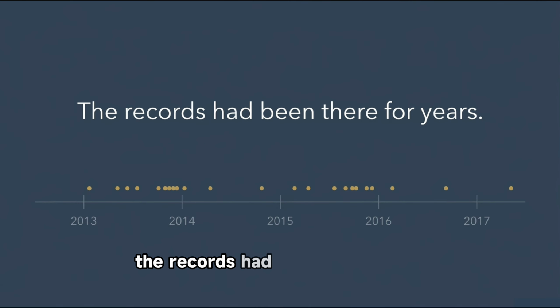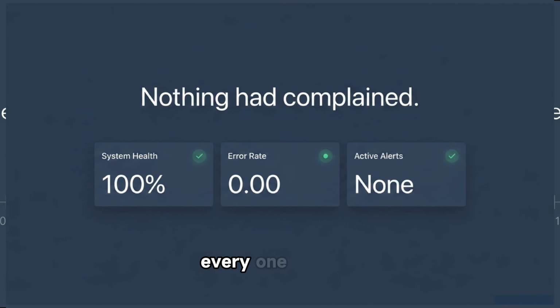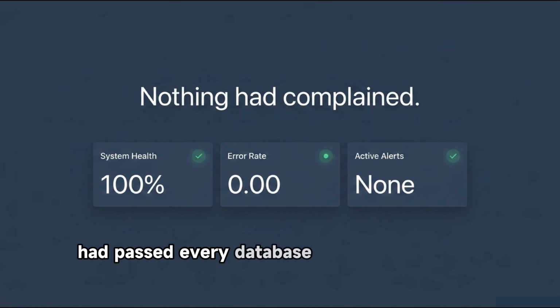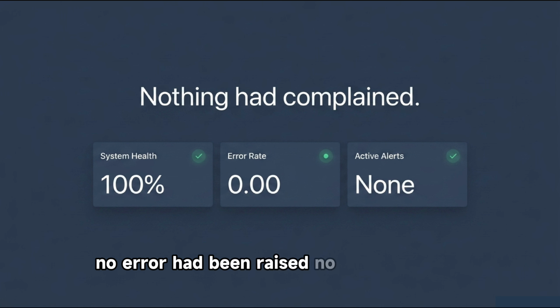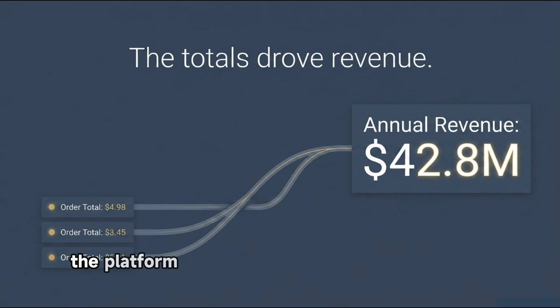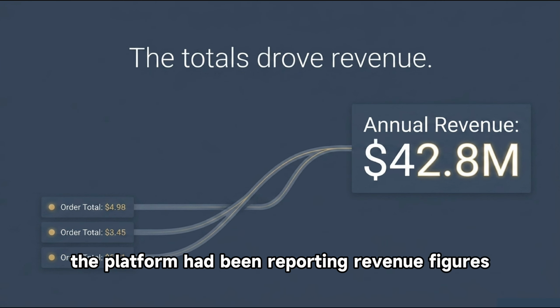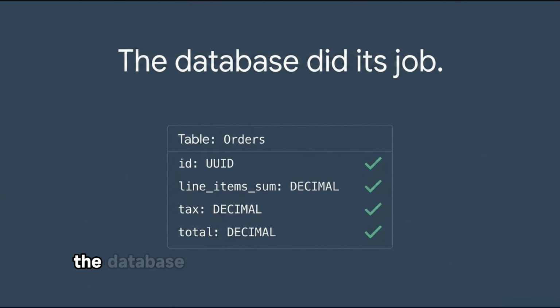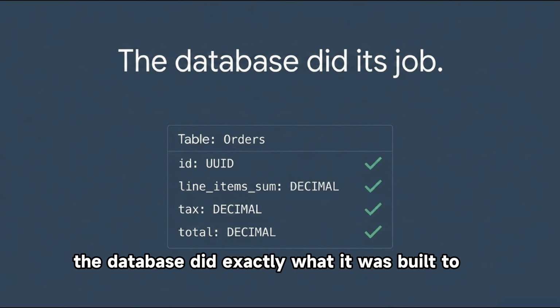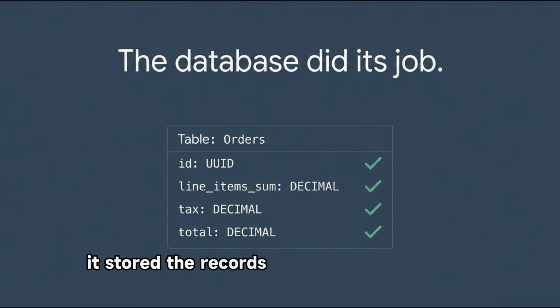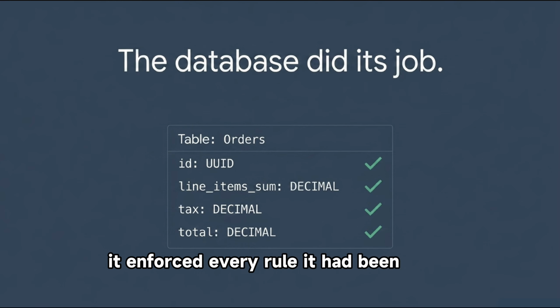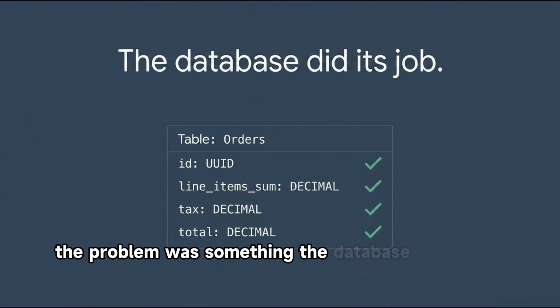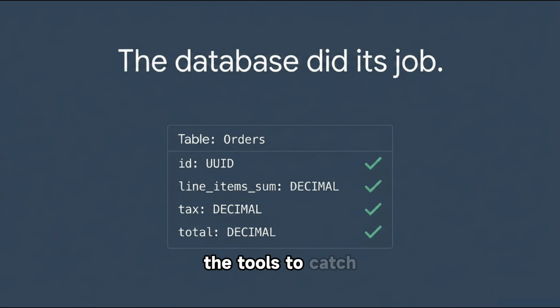The records had existed for years. Every one of them had passed every database constraint without complaint. No error had been raised. No alert had fired. The platform had been reporting revenue figures based on those totals. That is not a constraint failure. The database did exactly what it was built to do. It stored the records. It validated the schema. It enforced every rule it had been given. The problem was something the database was never given the tools to catch.